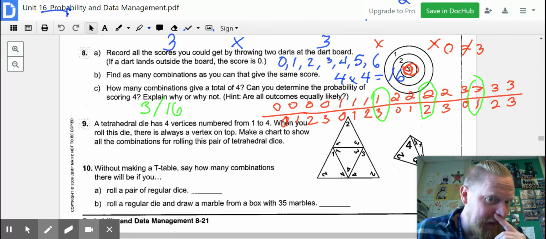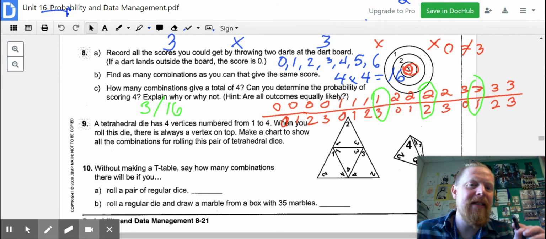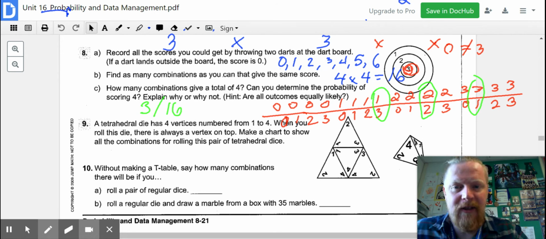Is that equally probable? No, because some of these numbers are larger than others on the dartboard. So I can't accurately predict probability, but I can say 3 of those 16 add to 4.